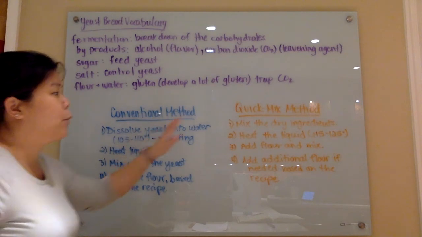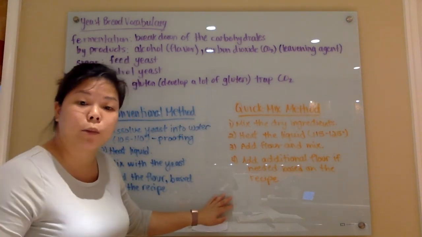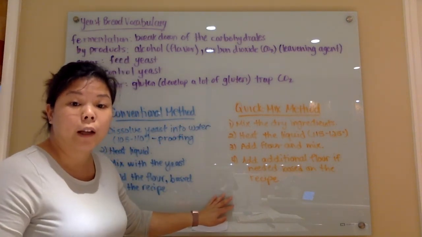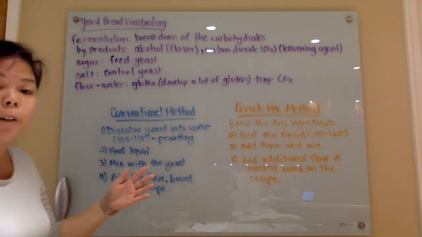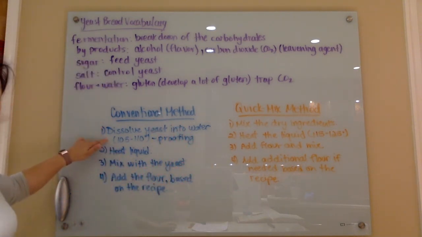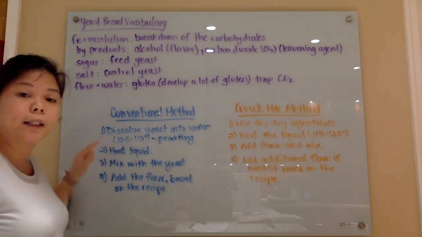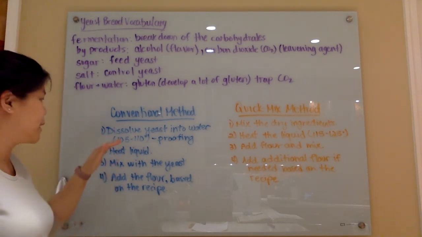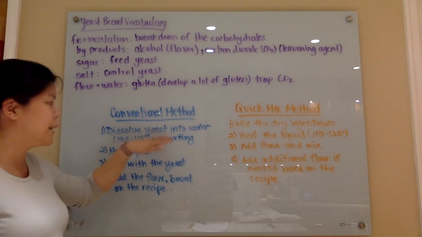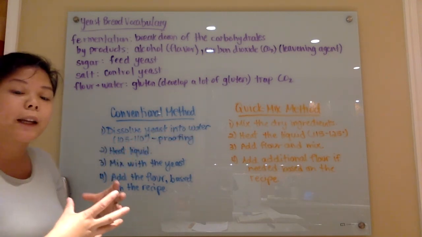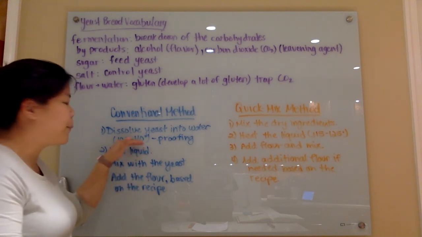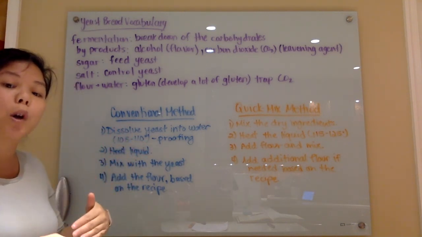So like I said, in my conventional method, I proof my yeast first. However, in my quick mix method, I don't actually proof my yeast. We will find out if it works when we let the dough rise. So one of the reasons that your liquid is at a lower temperature is because I'm allowing that yeast to be in the water directly. There's nothing surrounding that yeast to help protect it, so the temperature needs to be slightly lower.